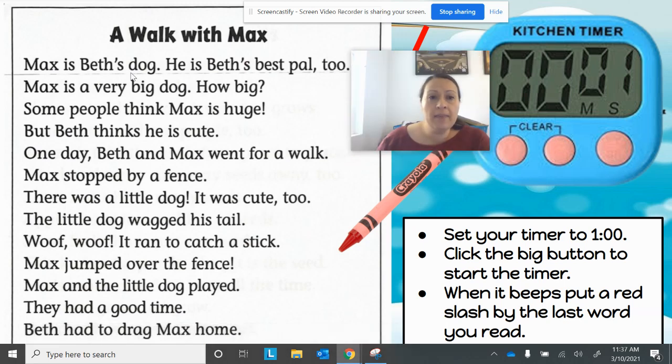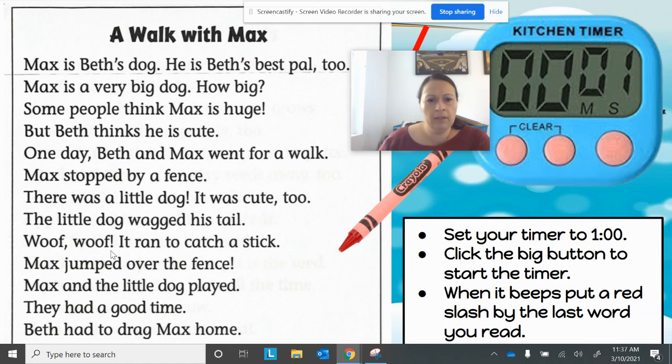Max is Beth's dog. He is Beth's best pal, too. Max is a very big dog. How big? Some people think Max is huge, but Beth thinks he is cute. One day, Beth and Max went for a walk. Max stopped by a fence. There was a little dog. It was cute too. The little dog wagged his tail.